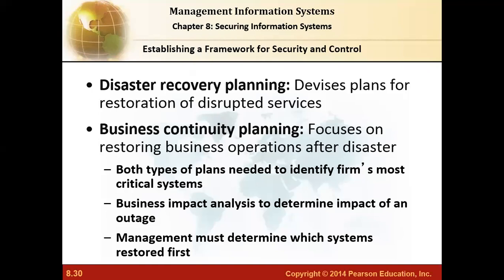So we need to know that we must have the priorities with ourselves, so that we know how we can restore. Obviously it is not possible to restore the whole system at once. So that is again related to business continuity planning. And the first one we talked about was disaster recovery planning.